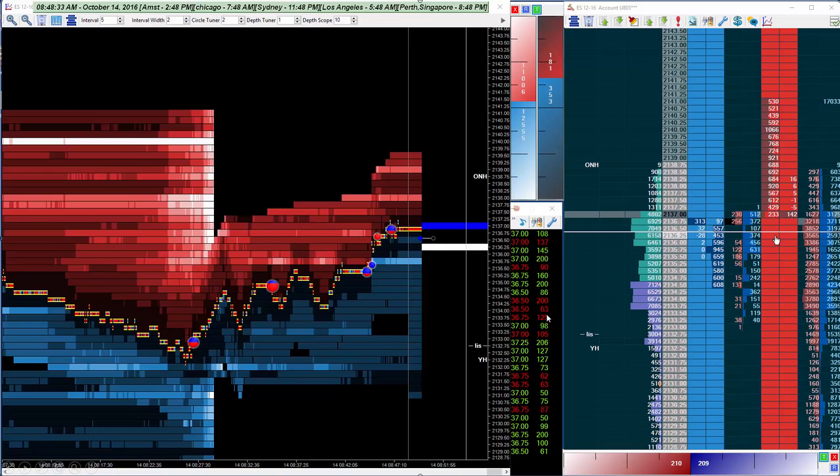Now some people will tell you to wait for these large trades and trade with them. Now I don't do that. I'm not saying it's wrong, it's just not part of what I do. You can't, as a trader, trade everything. So it is smart.